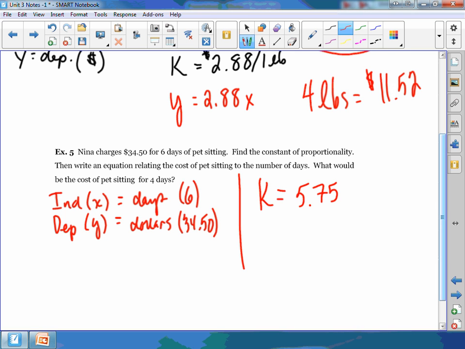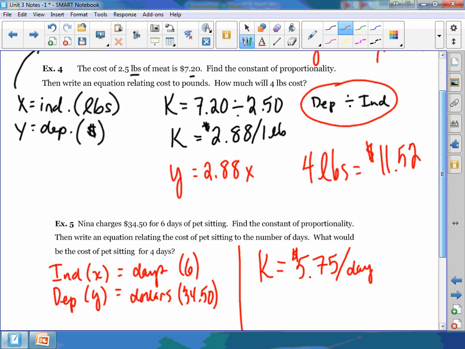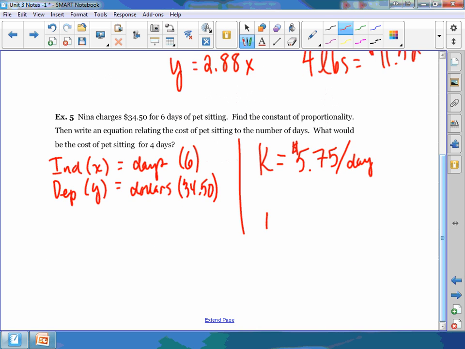5.75, and that means 5.75. What is that? Dollars per day. Good. So that's a unit rate, and she got that by doing the dependent divided by the independent, the 34.50 divided by 6. All right, so then your equation is y equals k times whatever x is, and now we have an equation that we could just substitute values into. So it's like, well, how much do I owe you for pet sitting? I don't know. How many days do you need me? Right? So it's like, well, it's 4 days, it's 10 days, it's half a day, whatever it is. All right, you can plug that in for x.